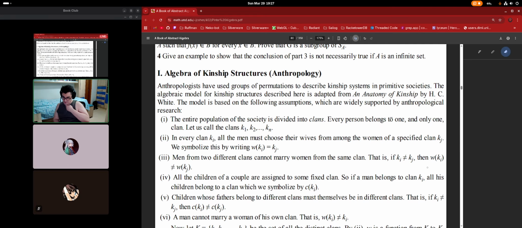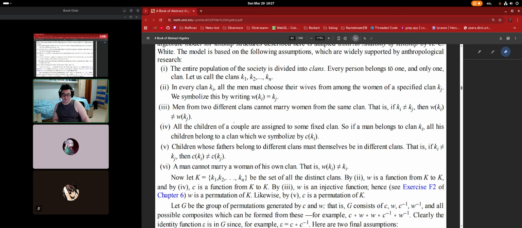Yes. No, but that is the older way to look at it, right? That's what we're going to be doing in the exercises. This is more about trying to fit in the framework, right? So two different men from two different clans cannot marry women from the same clan, which is also wild to think about.